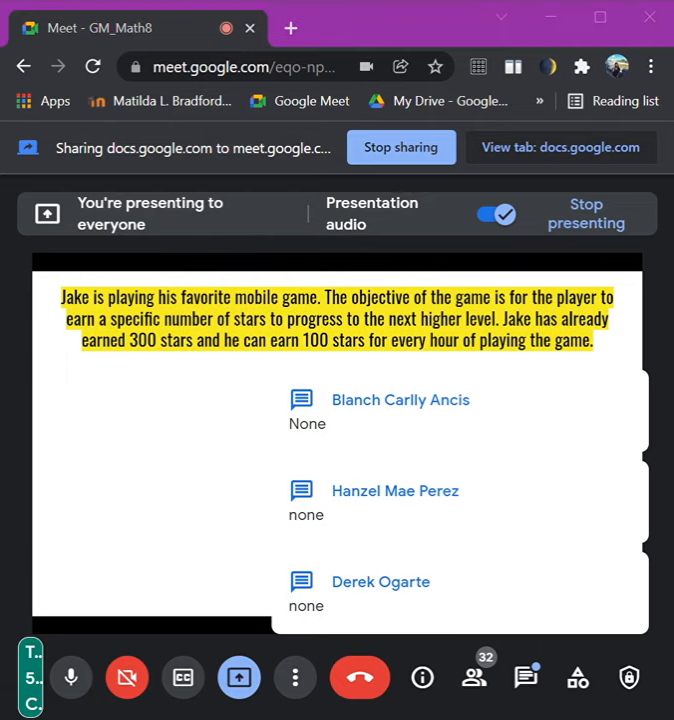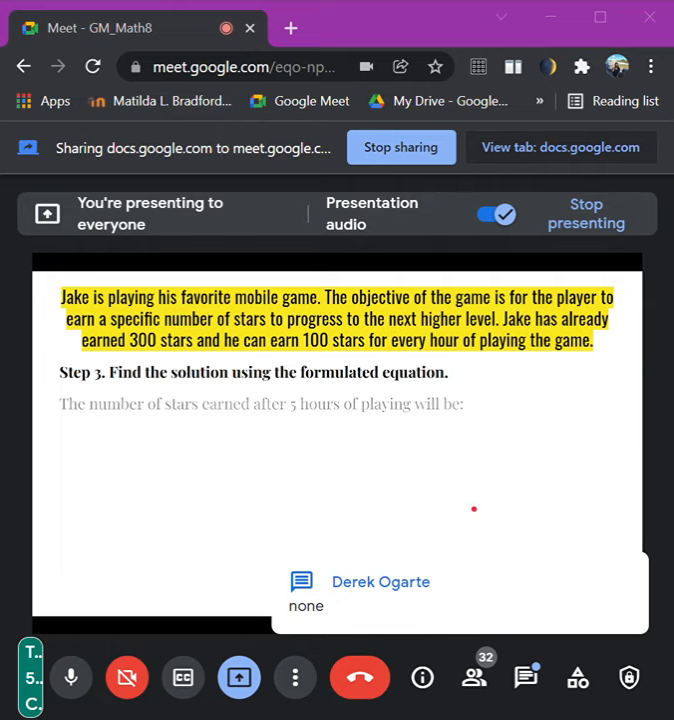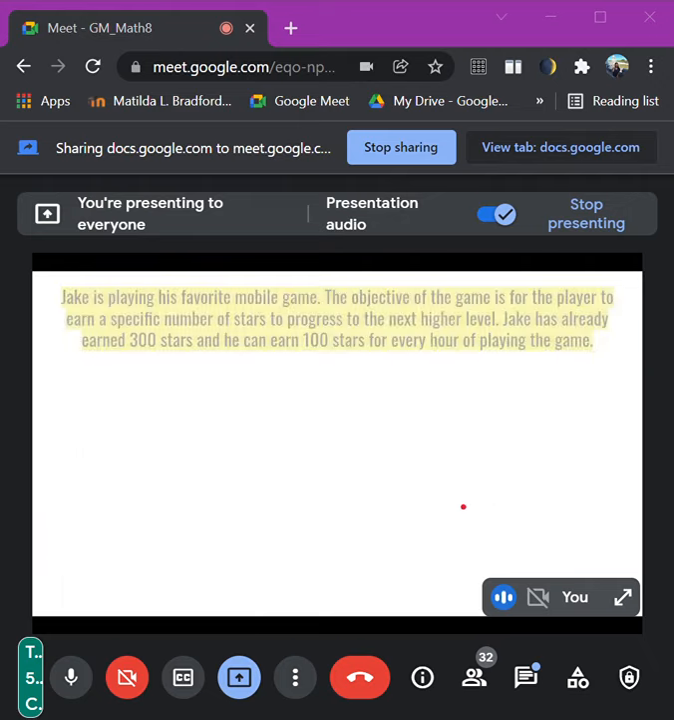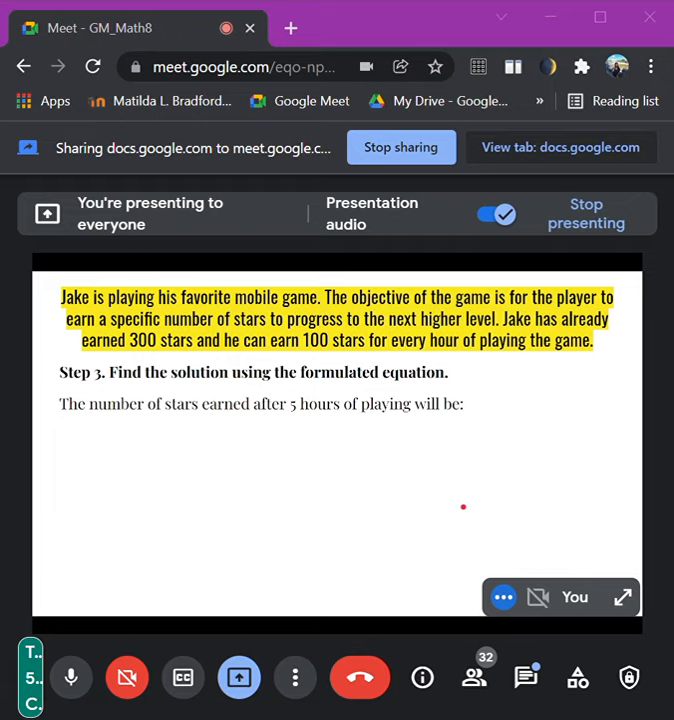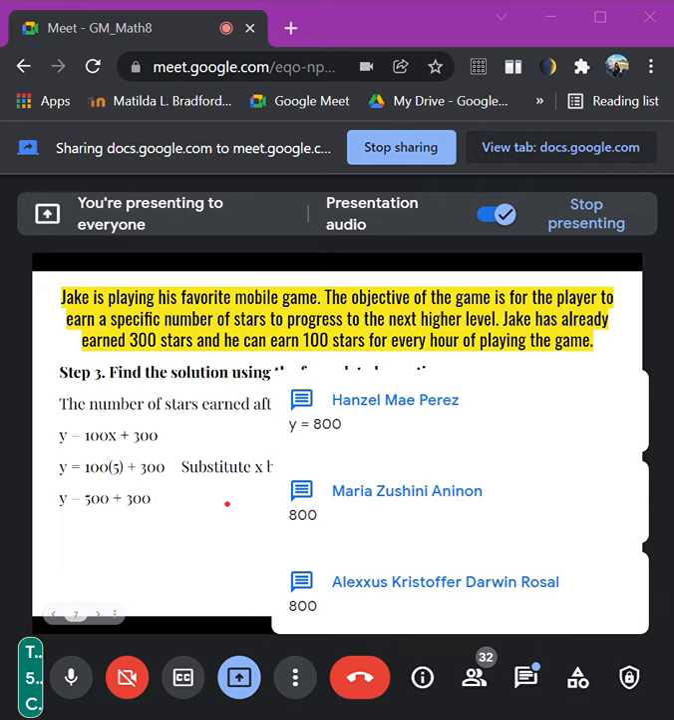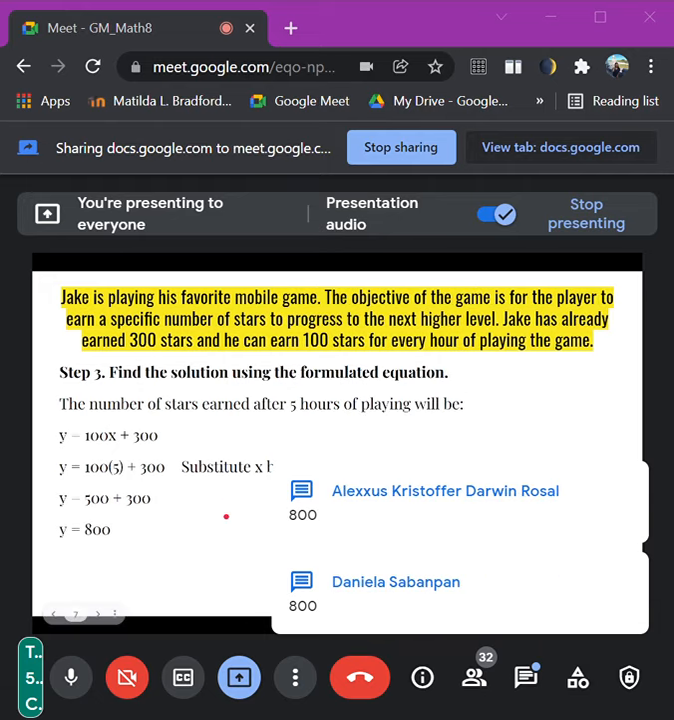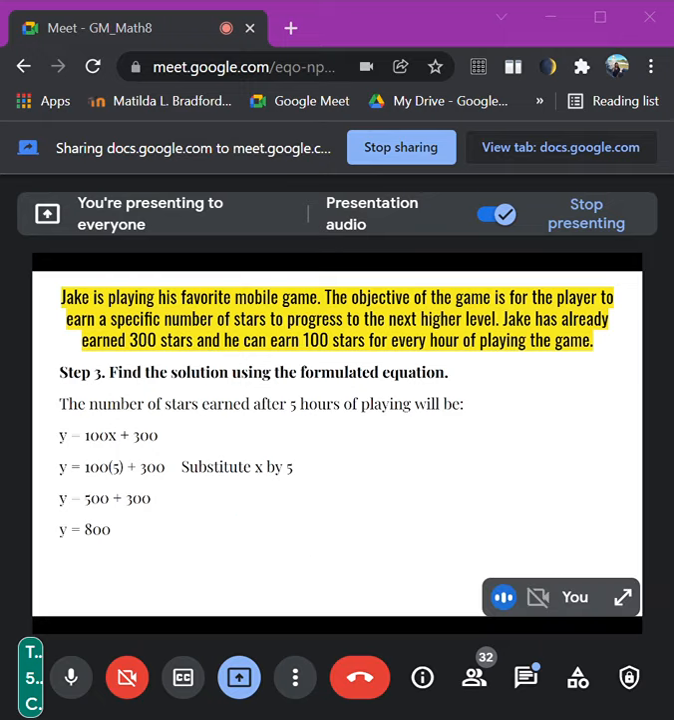Now, let's go to the last step, that is to find the solution. This is step 3 again, but now it is 5 hours of playing the game. So we solve again. We can just substitute using our formula: y is equals to 100x plus 300. So substitute x of 5. So that is 100 times 5, that is 500, plus 300. So what is it, class? Okay, that is 800. So meaning to say, Jake will receive 800 stars after playing the game for 5 hours.